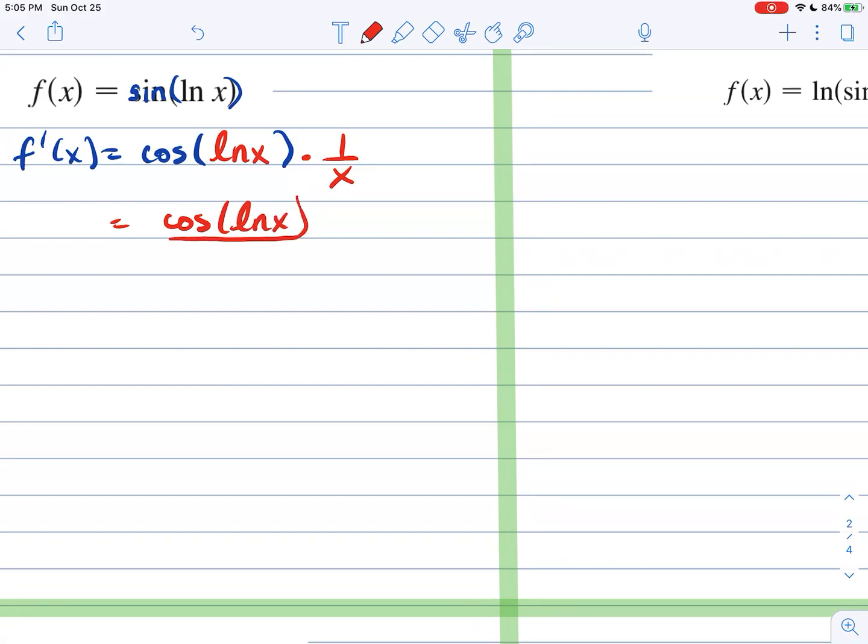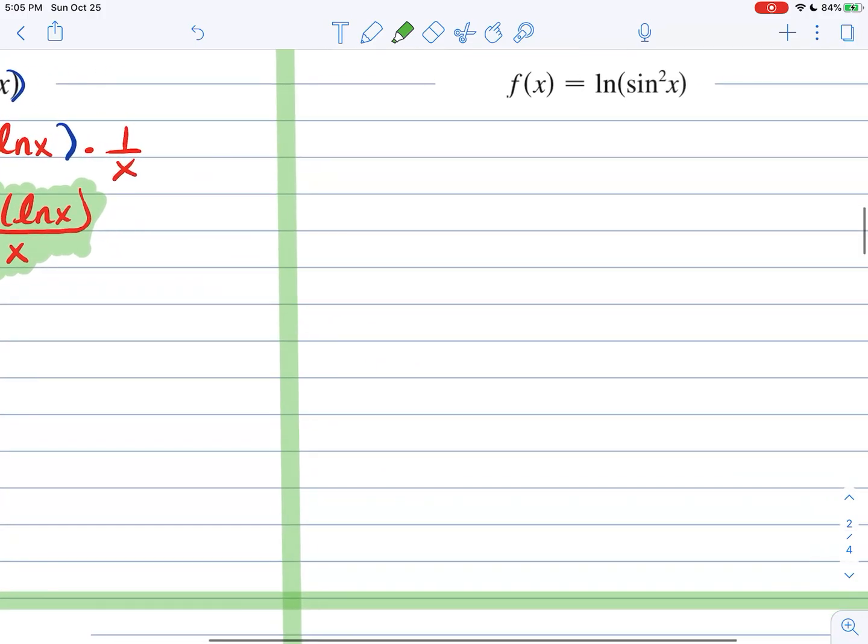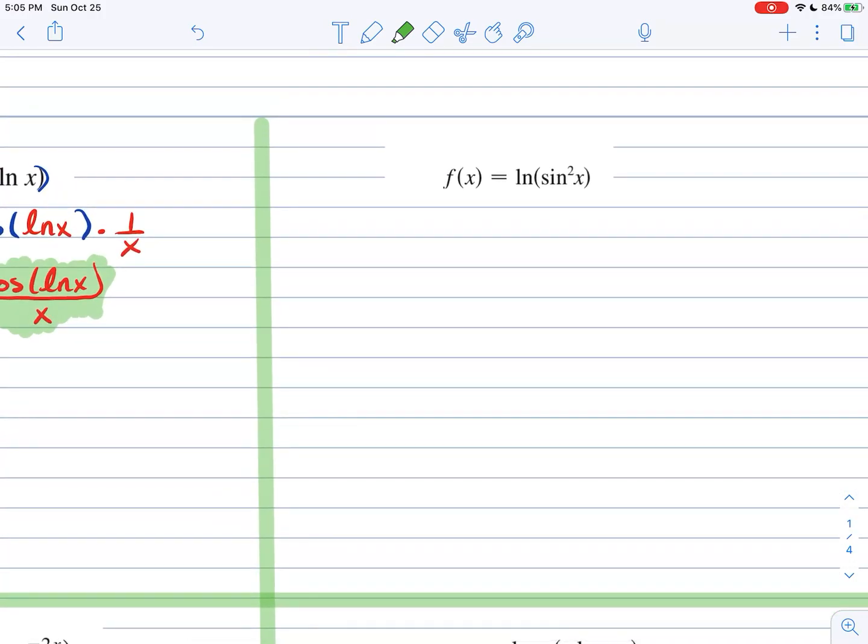So our function is just that. It's equal to cosine of the ln of x, over x. And we're happy about that, even if it does look a little funky, we have a formula and we can evaluate.